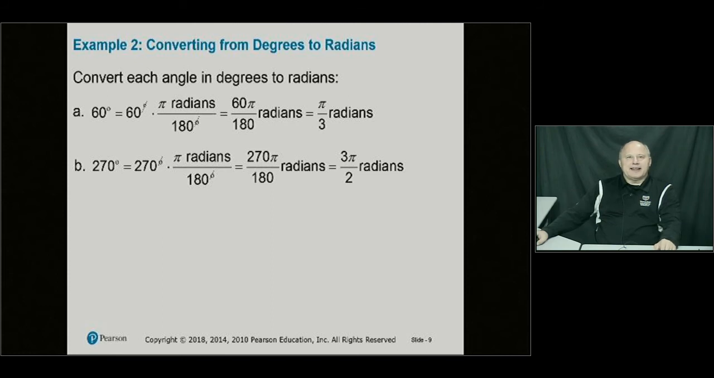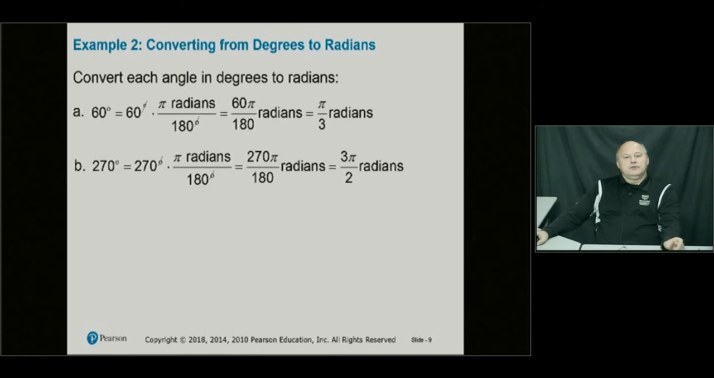270 degrees, multiply that by pi over 180, and you get 270 pi over 180, and that reduces to 3 pi over 2. And that makes sense too. If you think about it, what's 180 degrees? Well, 180 degrees is pi radians. What's half of 180? 90. So what's 90 degrees in radians? Well, it's half of pi.